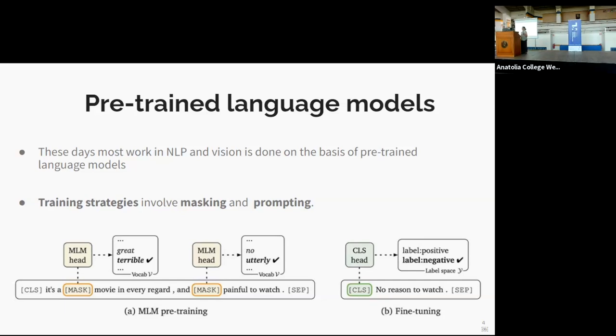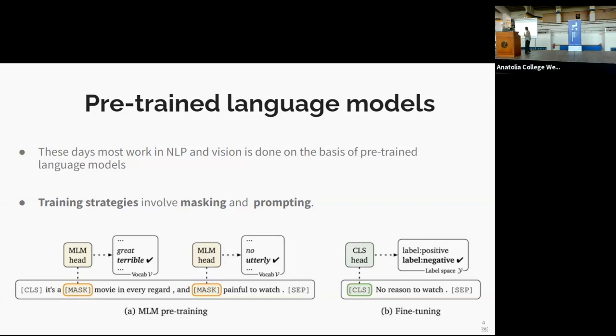You have your original text, some words are hidden, and the goal of the model is to learn to predict the missing words. So this is masked language modeling, and you don't require any labels. It's all pre-trained on large texts. And then the great benefit of this is that downstream tasks can make use of the pre-trained language models and fine-tune on the smaller specific task that you have.